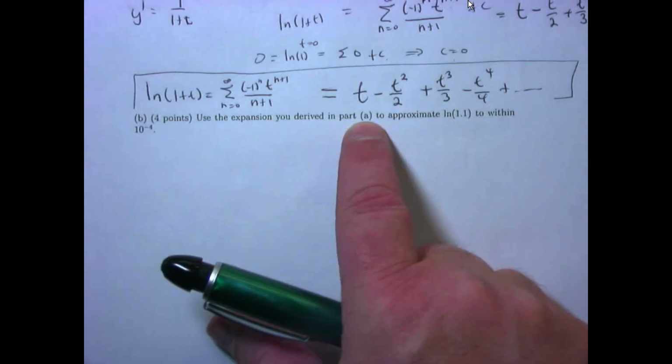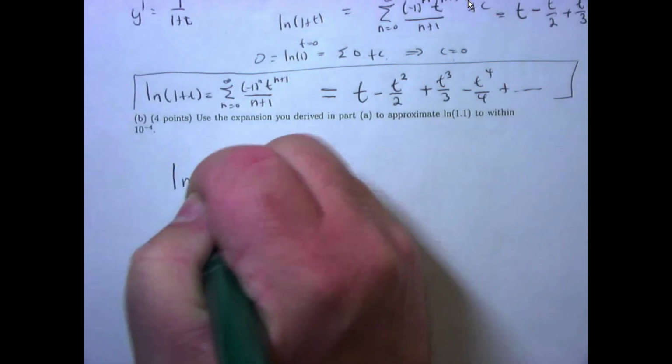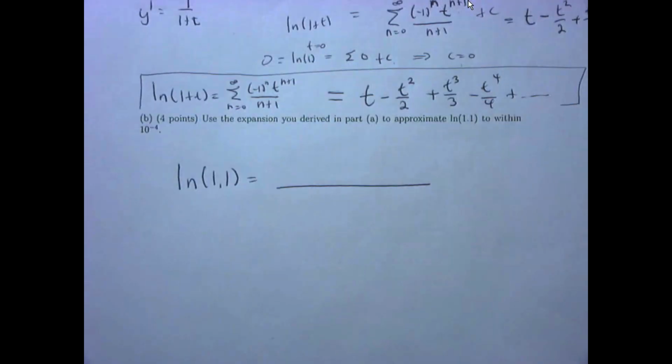Use the expansion you derived in part A to approximate the natural log of 1.1. They did not want you to use your calculator to just write out the decimals for natural log 1.1. That was minus 27 points on a 5-point problem. All right, here's the deal. You're supposed to use part A, and you have to show your work.